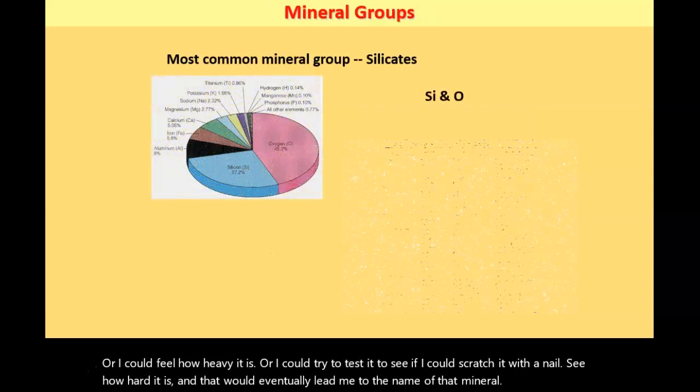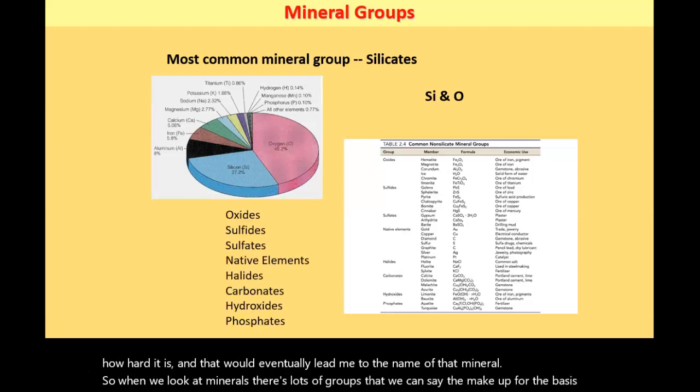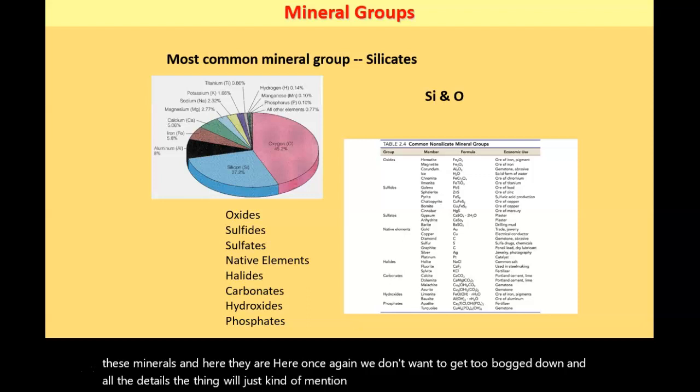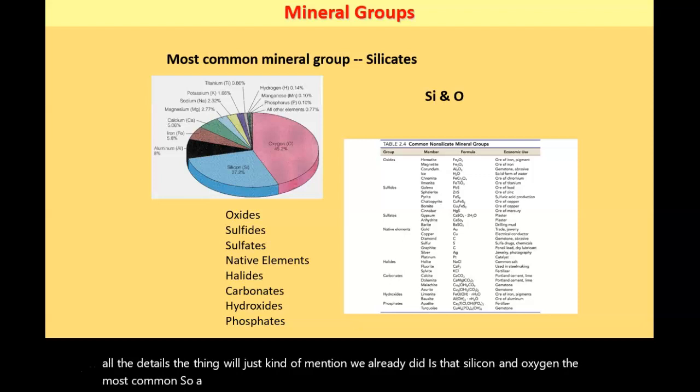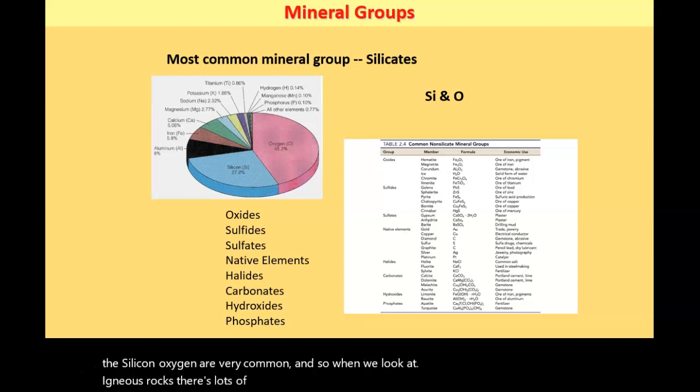So when we look at minerals, there's lots of groups that we can say make up for the basis of these minerals. And here they are here. But once again, we don't want to get too bogged down in all the details. The thing we'll just kind of mention, and we already did, is that silicon and oxygen are the most common. So a group of minerals called the silicates are the most common because the silicon and oxygen are very common. And so when we look at igneous rocks, there's lots of silicate minerals that are in igneous rocks.